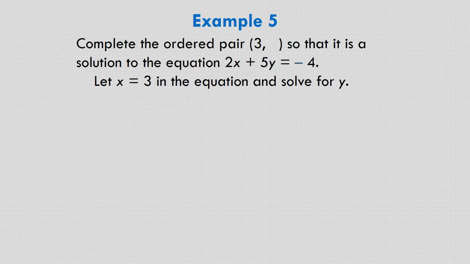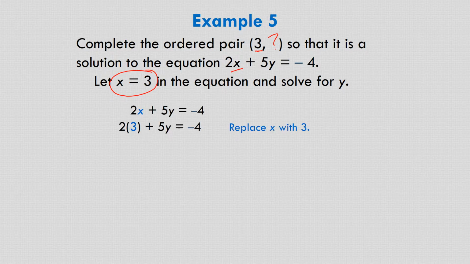So for example here, it says complete the ordered pair (3, what?) We don't know. Okay? So that it is a solution to the equation 2x plus 5y equals negative 4. So we know that we're going to let x equal 3 because that's what we're given. We're given the 3 in our coordinate, which is our x value. And we're going to solve for y. So where x is in our equation, we're going to plug in 3. Once I plug in 3, now we're going to use those skills that we focused on last chapter, which is getting a variable by itself. So the variable we want by itself is y.